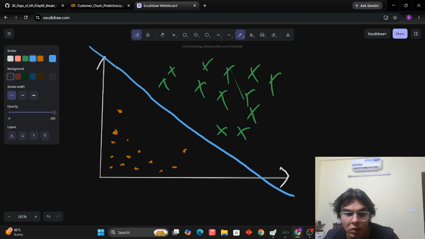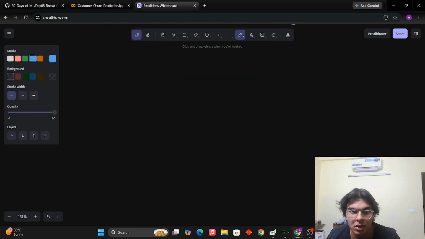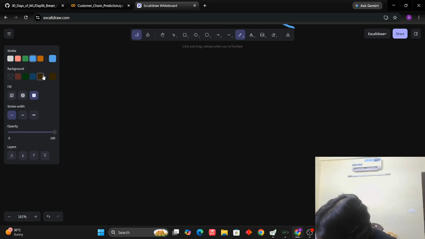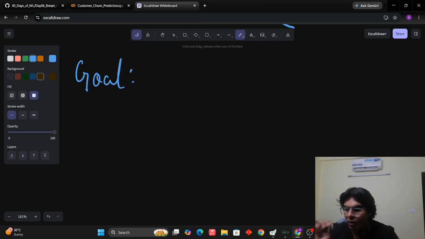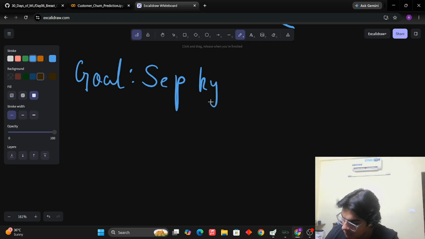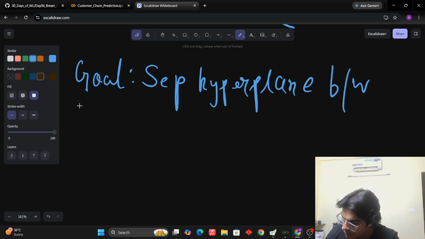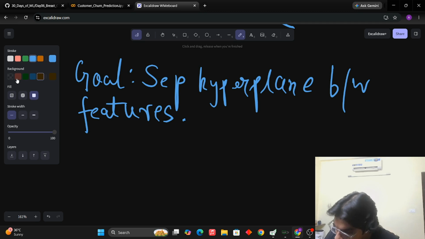Okay, let me first write it down. I will come back to the diagram in a second. There's lots of stuff to be done with the diagram. So if I write the goal of the SVM, what's the goal of the SVM? The goal of the SVM model is to create a separating hyperplane between features. Okay. Remember this. This is part of the concept that we are going to be using. So this is the goal of the SVM model.